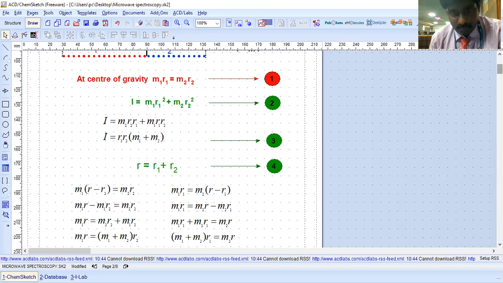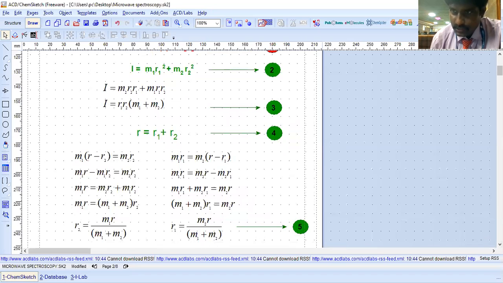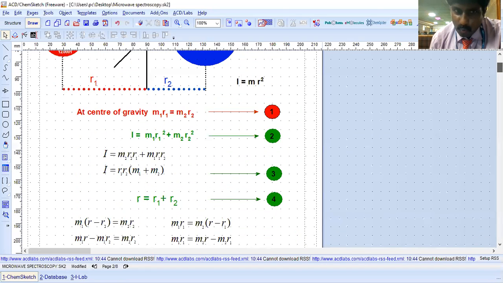So now, based on this fourth equation and the first equation, from 1 and 2 we are getting 3, and now from 1 and 4 we are getting the fifth equation. R is equal to R1 plus R2, so R2 is equal to R minus R1, and R1 is equal to R minus R2. This is simple; we can substitute. If we want to find R1, it is the total radius minus R2. If you want to find R2, it is R minus R1.